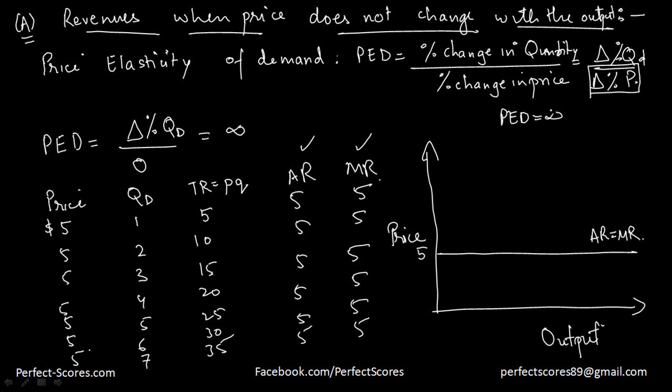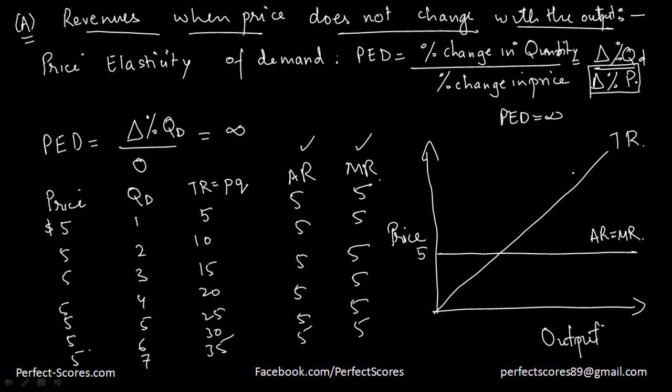And what about the total revenue? The total revenue is equal to this. It keeps on increasing. So the total revenue is going to be an ever increasing function like this. This is known as the total revenue. So this is how you plot the revenues when price does not change with the output.